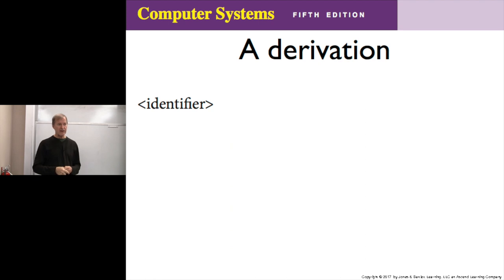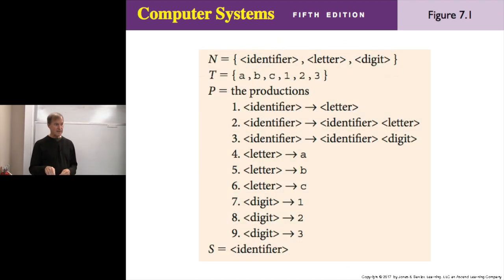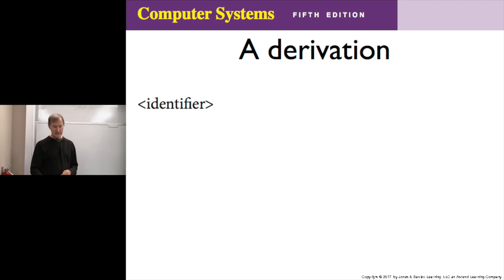We start with an identifier. Is there really a specific start symbol, or is there always only one? The start symbol is the bracketed word identifier. In this particular grammar it is. But every grammar has a start symbol that is a non-terminal, and the way you derive a valid string in the language is to start with that start symbol. Are you with me? So in this particular one, our start symbol is identifier, so we start with this. Now at each step in the derivation, you pick a production rule.